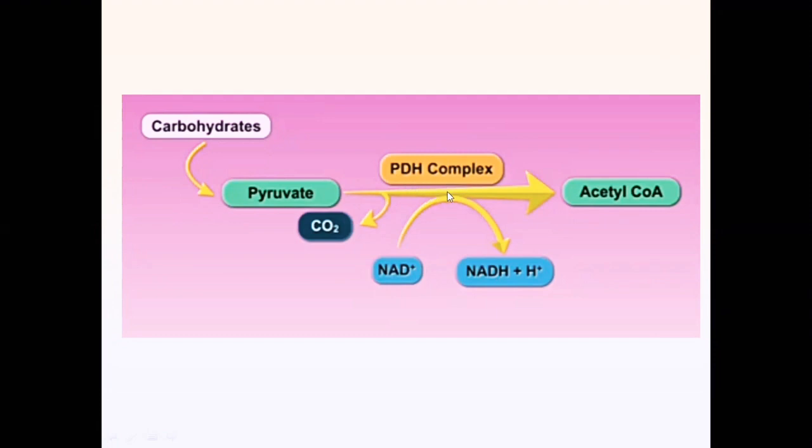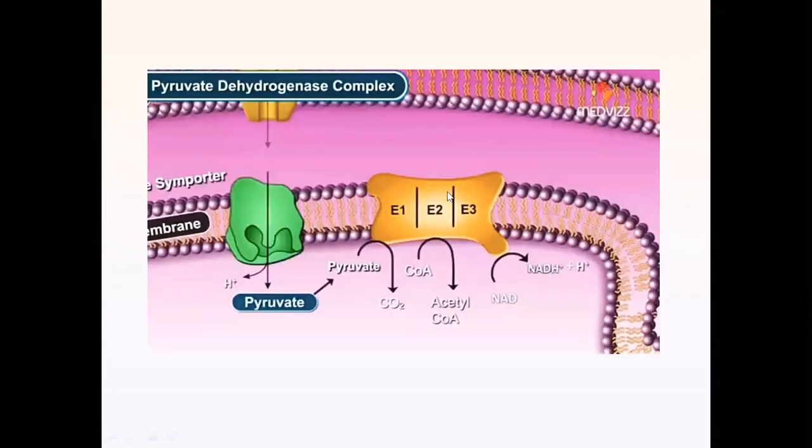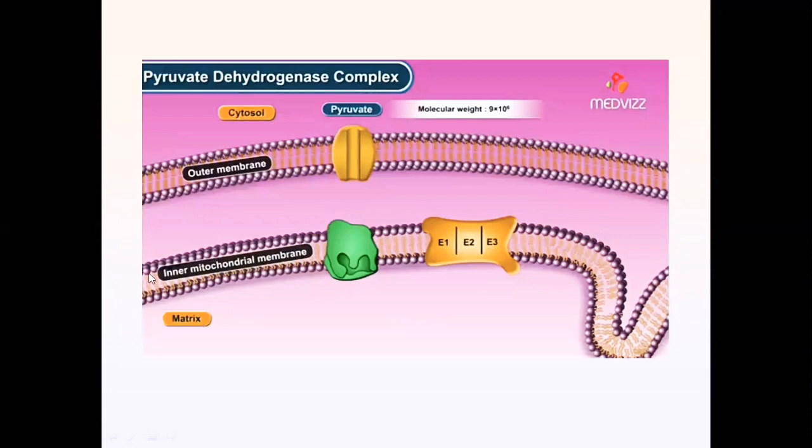Pyruvate Dehydrogenase complex is present inside the mitochondria, most specifically in the inner mitochondrial membrane. The mitochondria consists of the outer membrane, inner membrane, and then inside there is the matrix. In the matrix the Krebs cycle takes place, and in the cytoplasm glycolysis takes place. The end product of glycolysis is pyruvate.